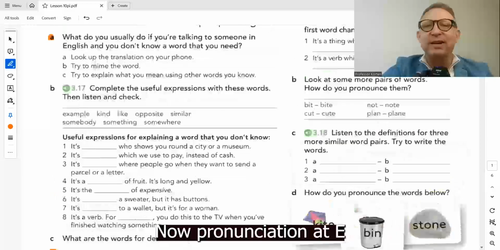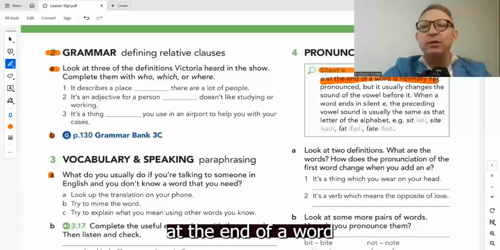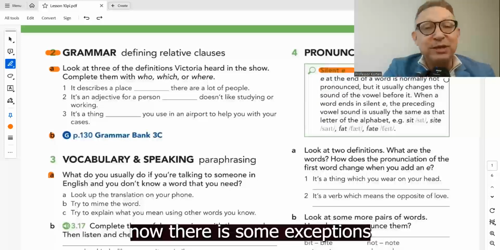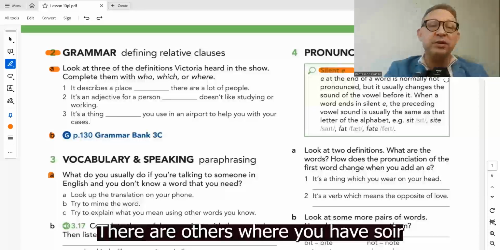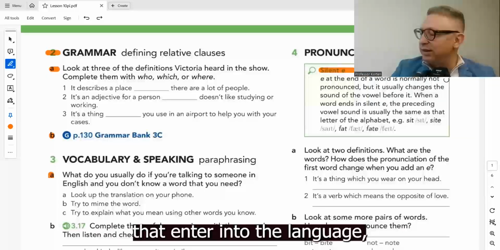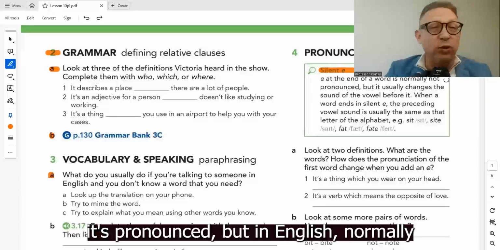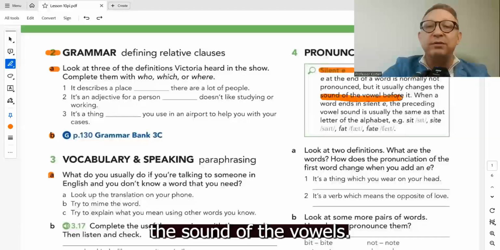All right. Now, pronunciation. An E at the end of a word is normally not pronounced, but there are some exceptions. Foreign words like cafe. Cafe is pronounced. There are others where you have soirée, when you have French words that enter into the language, they have an E ending that is sounded, it's pronounced. But in English, normally it's not. And here's the rule. It usually changes the sound of the vowels.